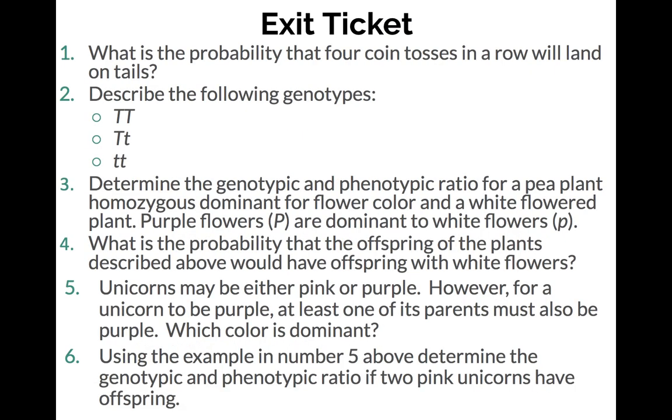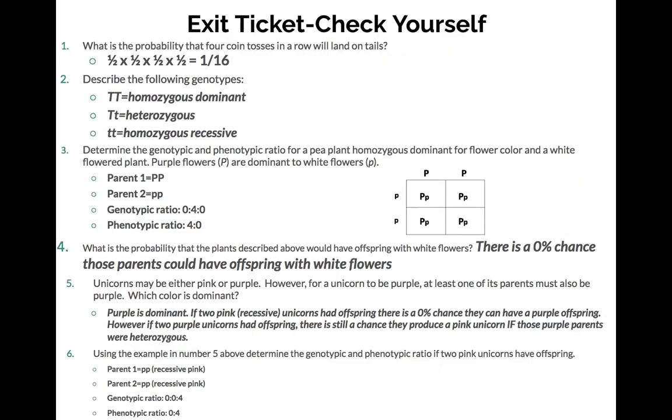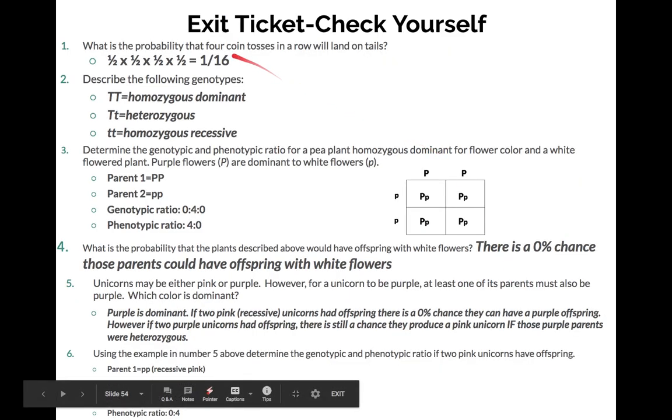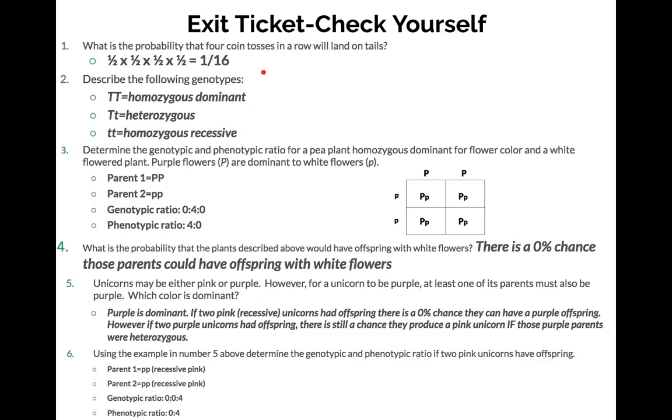All right, we've reached our exit ticket. Pause here and try these out on your own. Okay, so go ahead and check yourself. 4 coin tosses in a row that will land on tails. Basically just multiply 1/2 4 times. We get a 1 out of 16 chance. The genotypes: 2 big letters, homozygous dominant; 1 big letter, 1 lowercase, heterozygous; and 2 lowercase, homozygous recessive.